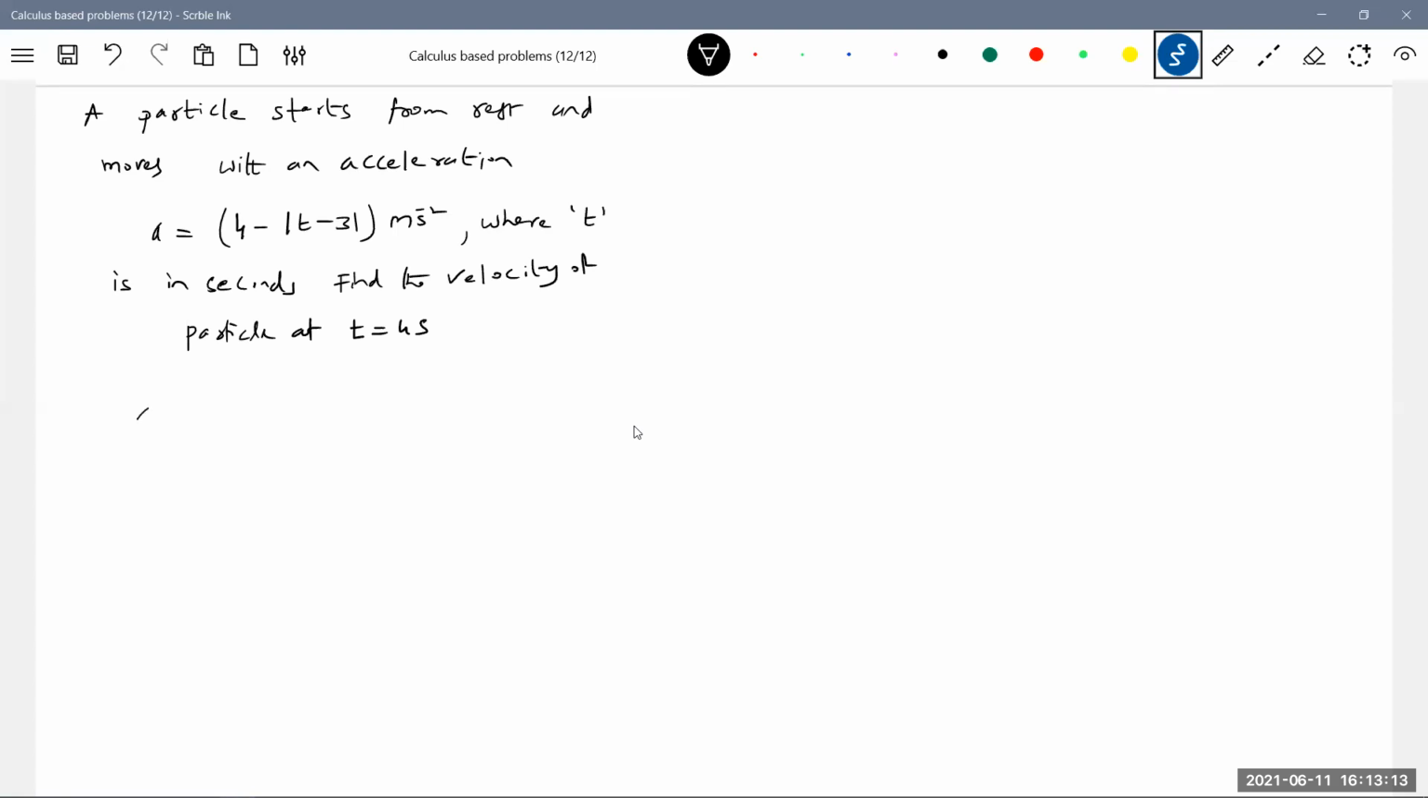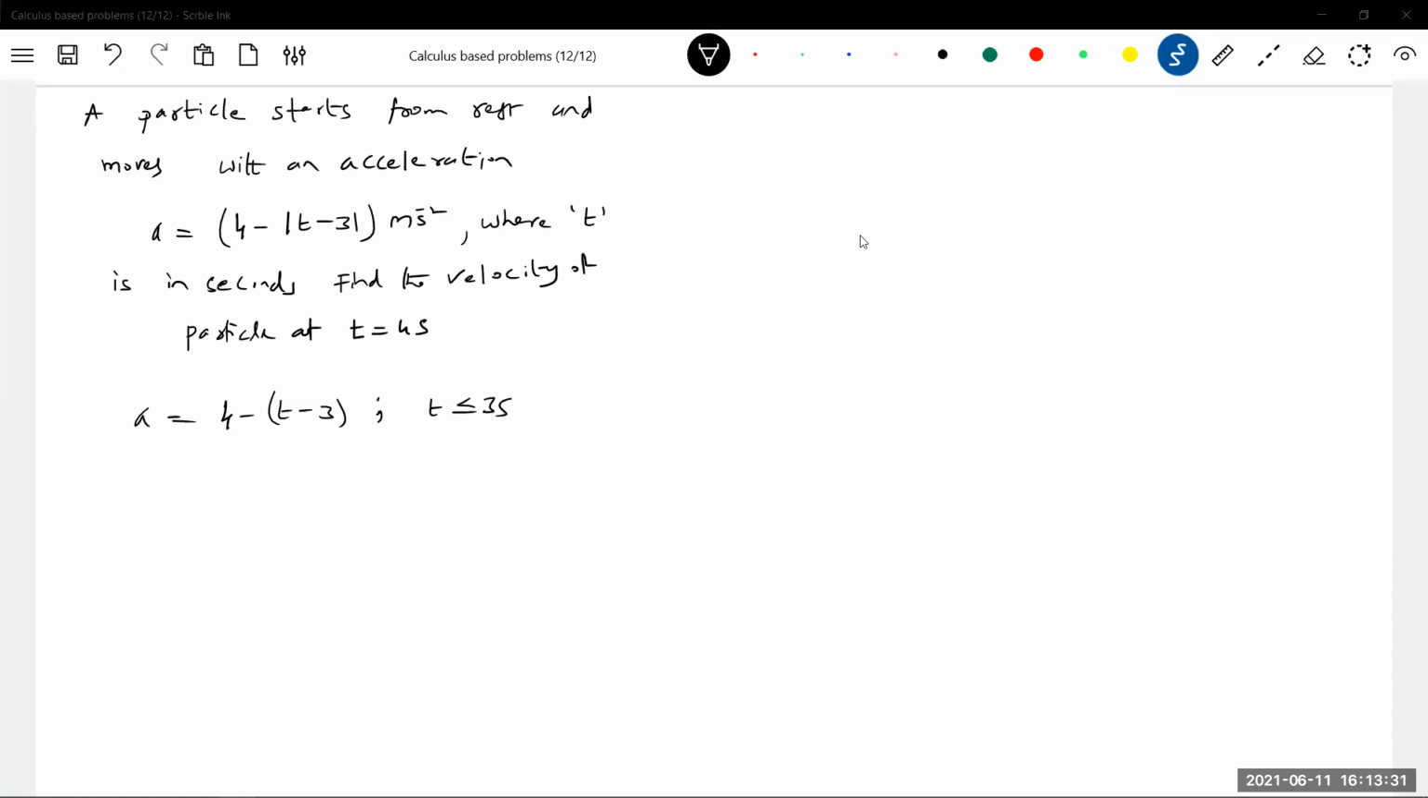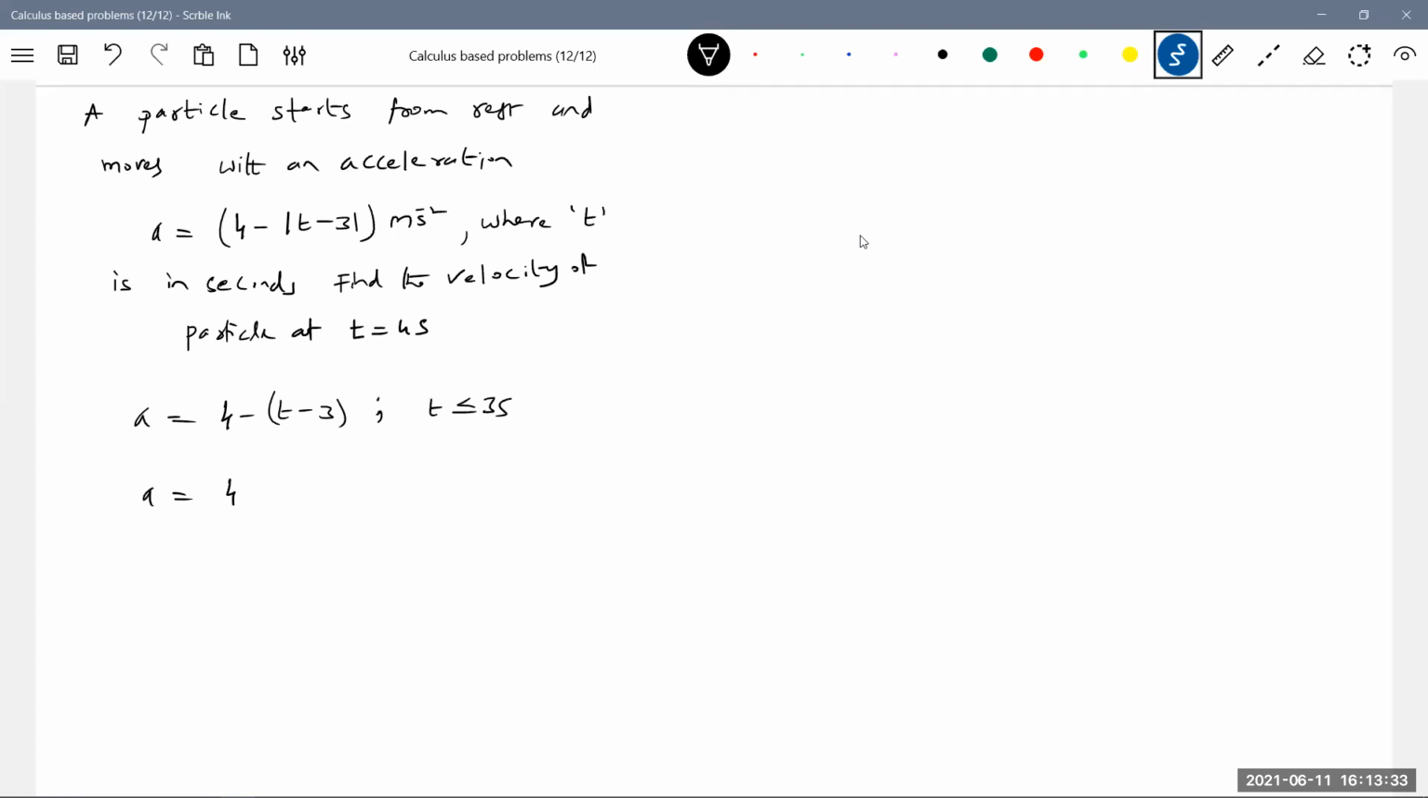We'll break up this acceleration. The equation will end up like this: 4 minus (t minus 3). This will be the equation for t less than or equal to 3 seconds. I have to check the answer. I don't have the answer, I have to verify. This will become 4 plus (t minus 3), the equation for t greater than 3 seconds. This is the meaning of that.